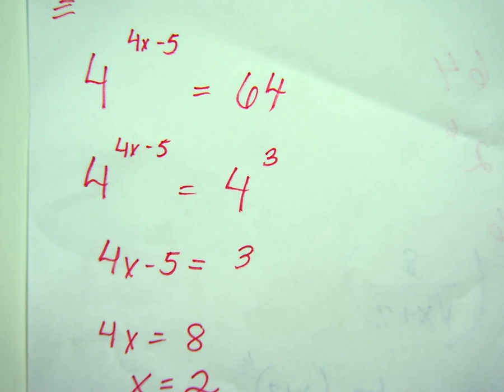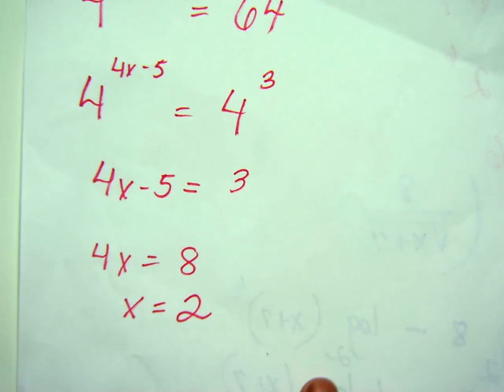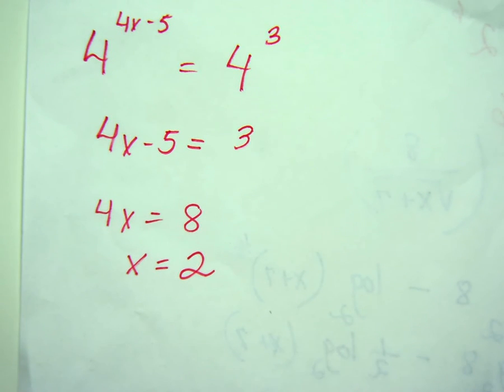Now since we have the same bases, we can set the exponents equal. So you can simplify that as 4x minus 5 equals 3. Now we're going to solve for x. The 8 came from adding 5 to both sides. So now we have 4x equals 8. Now divide both sides by 4. Your x equals 2.